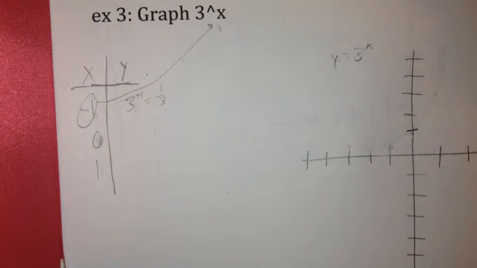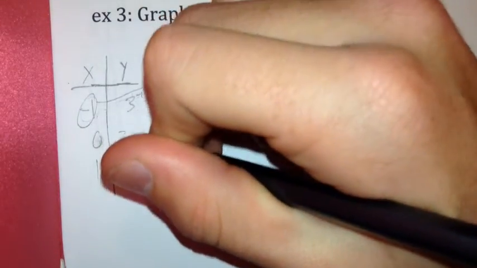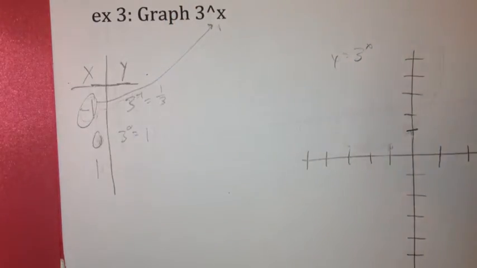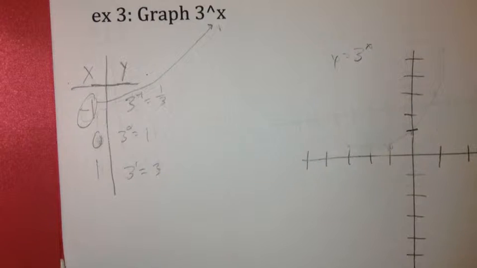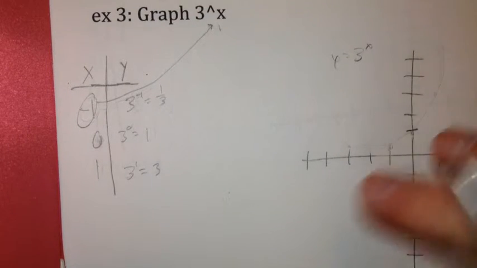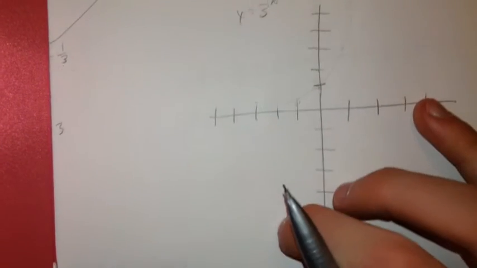See, we're just basically doing what we did in example 1. So now we do the same thing for each x coordinate. We have 3 to the 0, which equals 1. And then we have 3 to the 1, which equals 3. So now we graph. So we have -1 and 1/3.